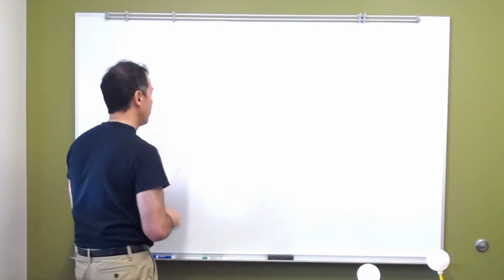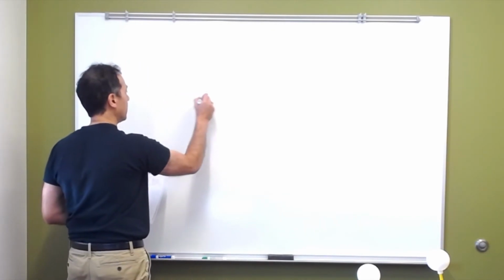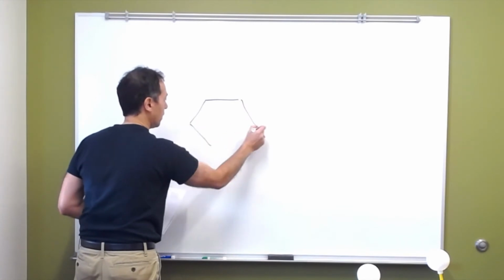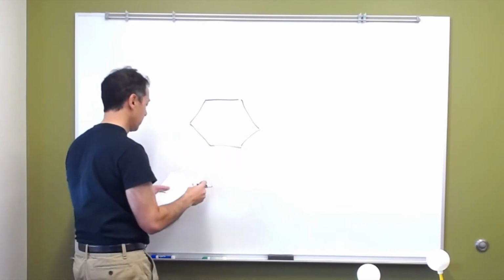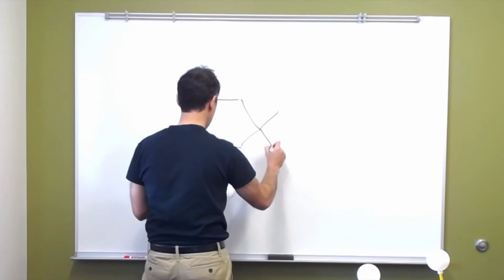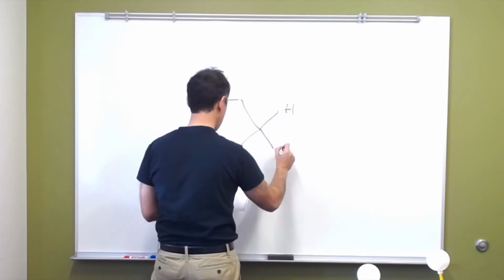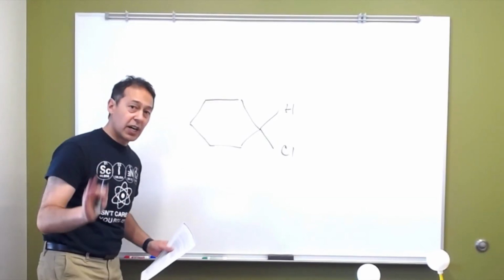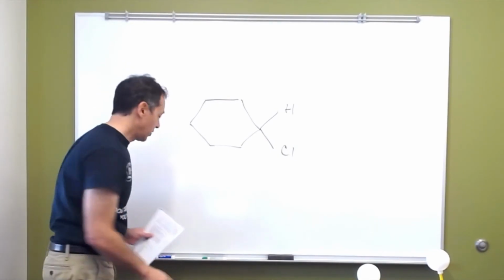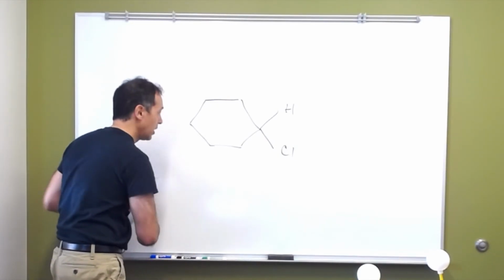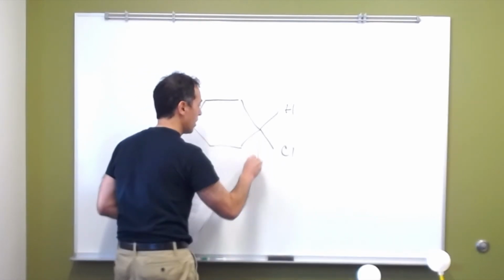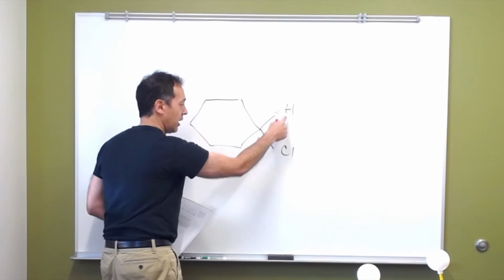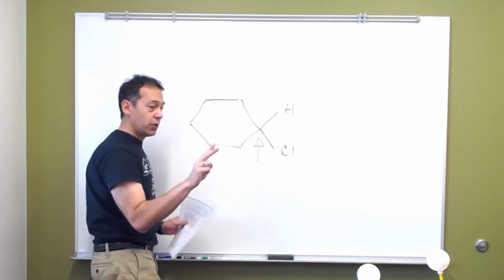So if I have a cyclohexane like this here, and then coming off of that, I'm going to put a hydrogen, and I'm going to put a chlorine like this. Okay, so we're looking for a carbon atom that has four unique things attached to it. And right here, we would have a carbon atom. And this carbon atom has a hydrogen, and it has a chlorine, so that's two unique things.